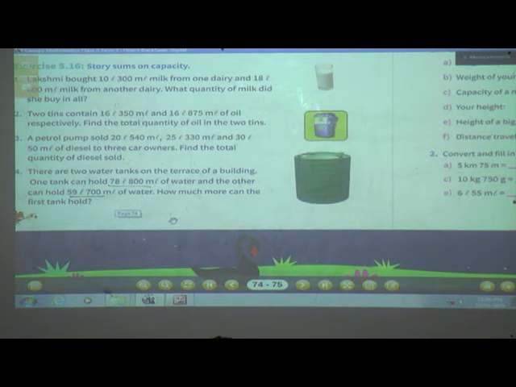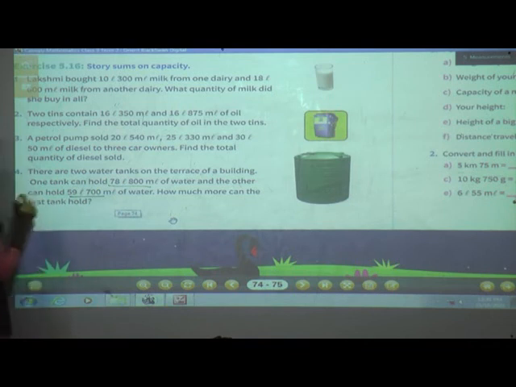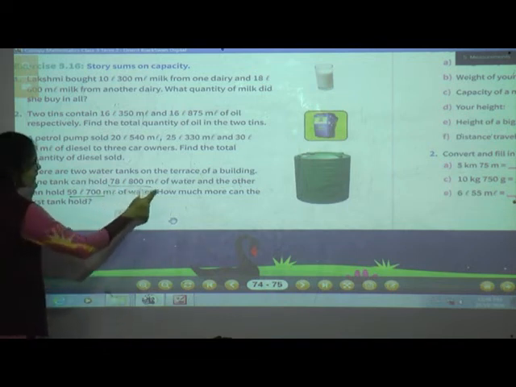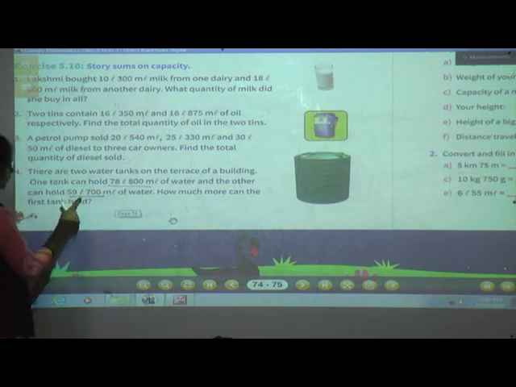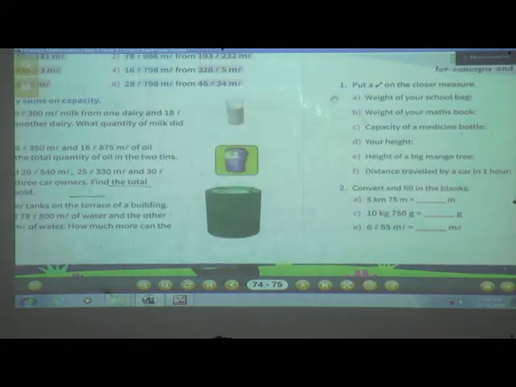And the question is, how much more can the first tank hold? Means here what you have to do, from the capacity of the first tank you have to subtract the capacity of the second tank. Here 78 liter 800 milliliter minus 59 liter 700 milliliter you have to do. So in this way you have to do your subtraction and then you will get how much more the first tank can hold. Understood?